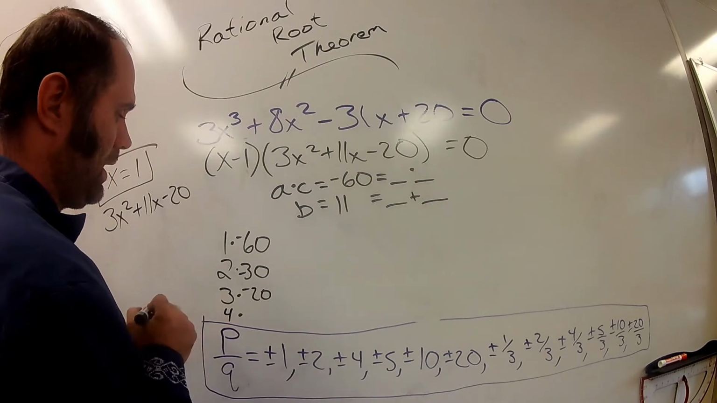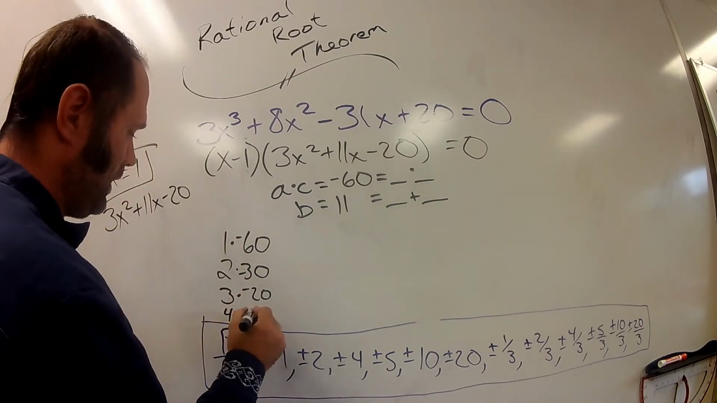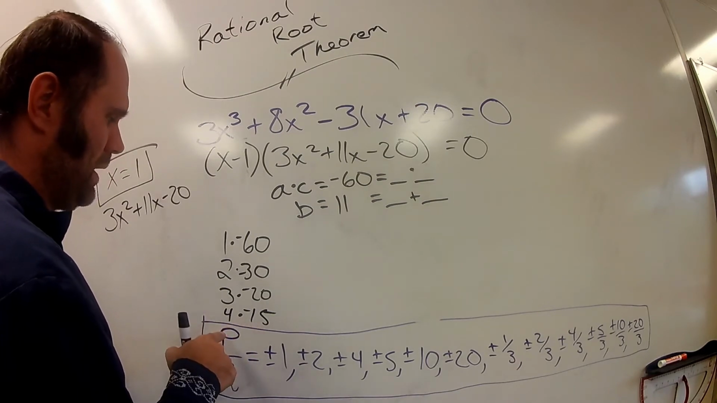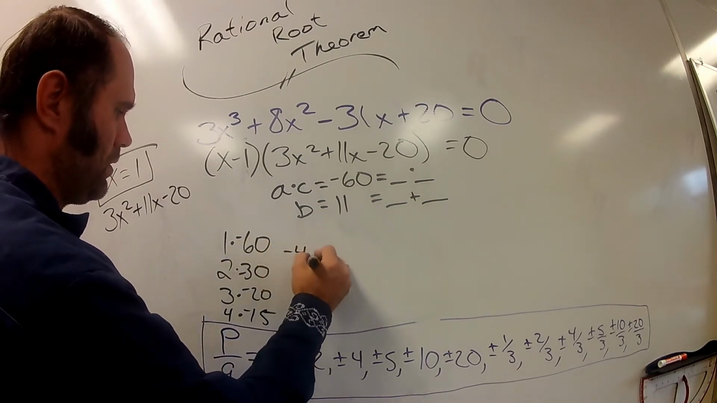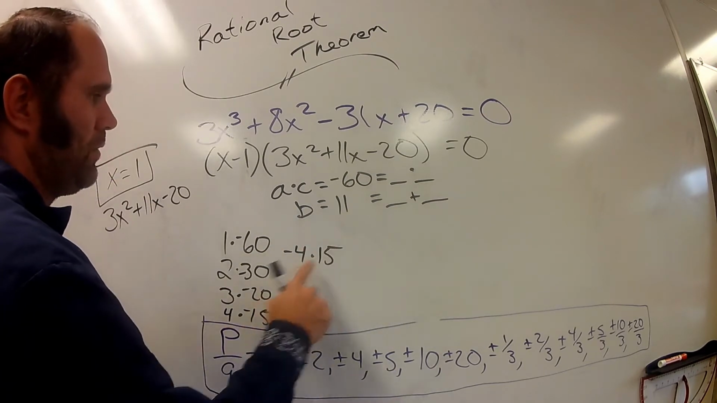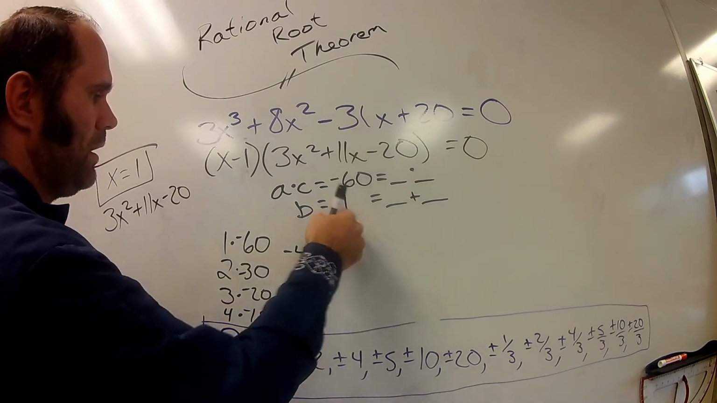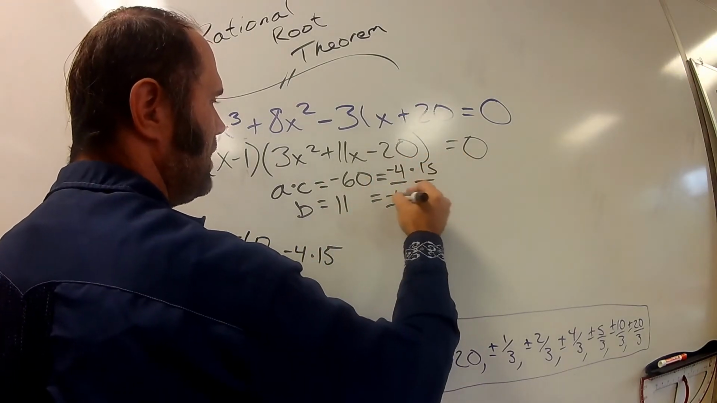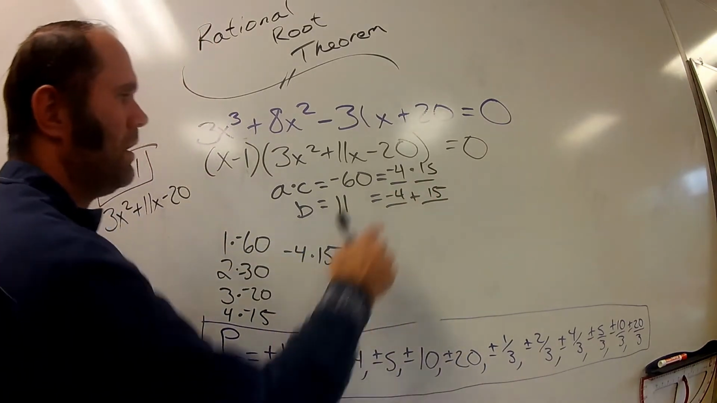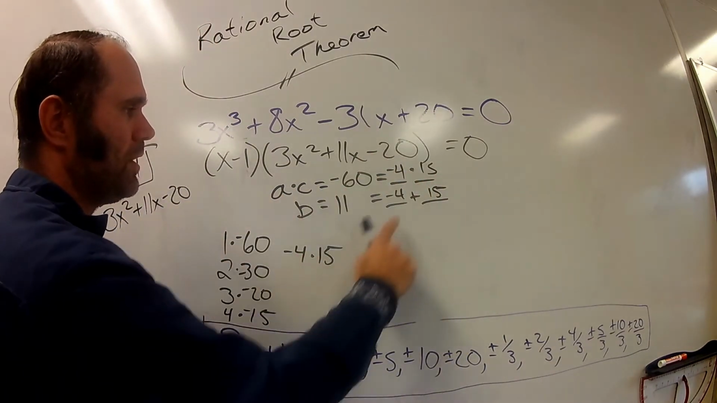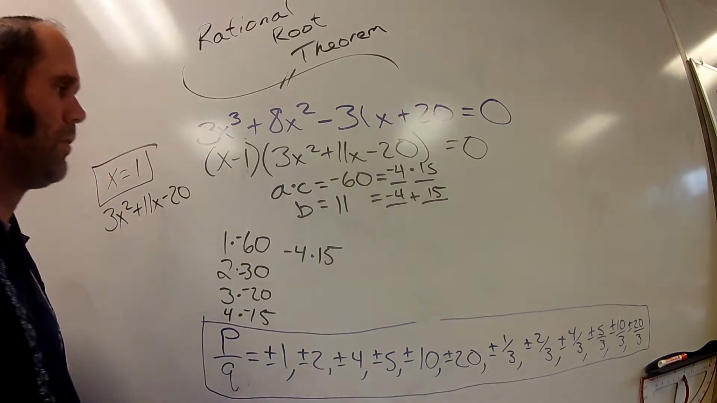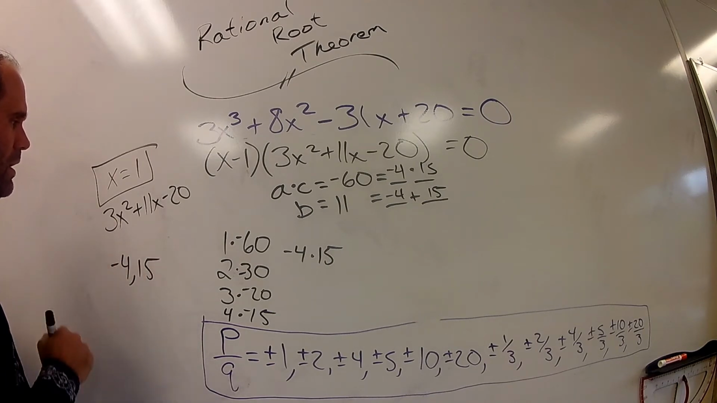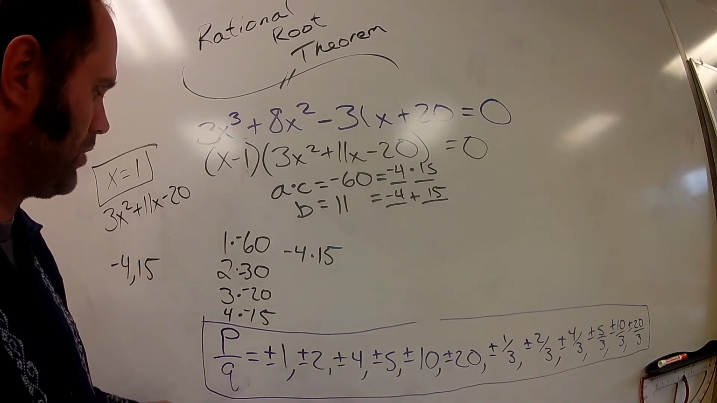4 times negative 15. And that might be it. So actually I think it's negative 4 times positive 15, because if you add those 2 together, you get 11. So negative 4 and 15. Negative 4 times 15 is negative 60. Negative 4 plus 15 is 11. So we have figured out our 2 special numbers, which are negative 4 and 15. These are not what x equals, though, unfortunately.